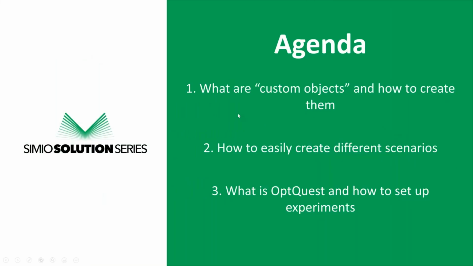And so to do that, we first need to understand what a custom object is and how to create it. So we're going to briefly introduce that, and then we're going to look at in the Simio software how you can create different scenarios and easily change them in your model so you can look at how your run changes by implementing those modifications. And then lastly, we'll be looking at how to set up experiments and specifically how to use the OptQuest add-in to generate multiple different scenarios to optimize a given objective.